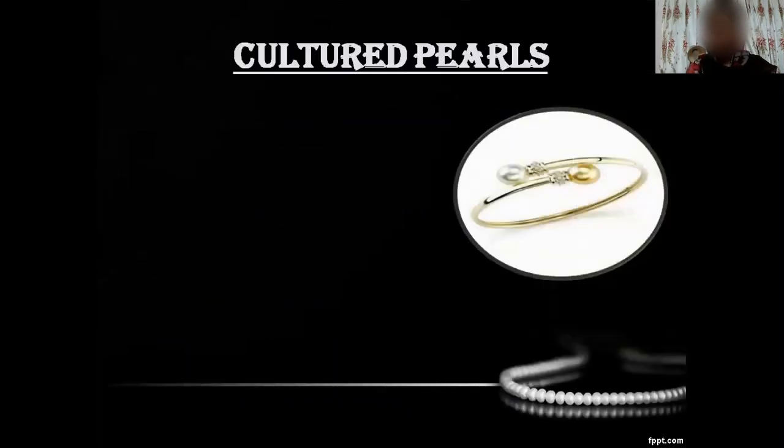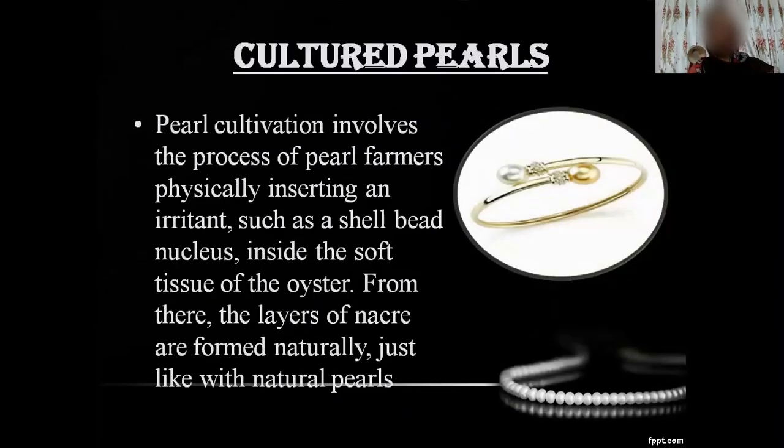Now cultured pearls. Pearl cultivation involves pearl farmers physically inserting an irritant, such as a shell bead nucleus or mantle epithelium, inside the soft tissues of the oyster, and from there the layers of nacre are formed naturally, just like with normal pearls.